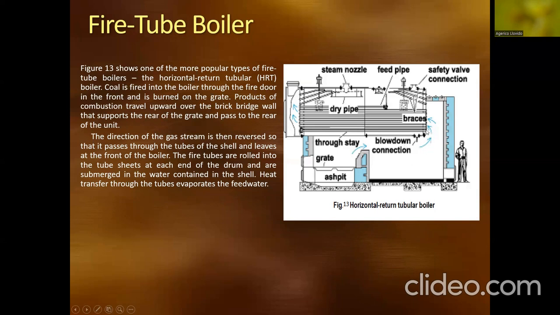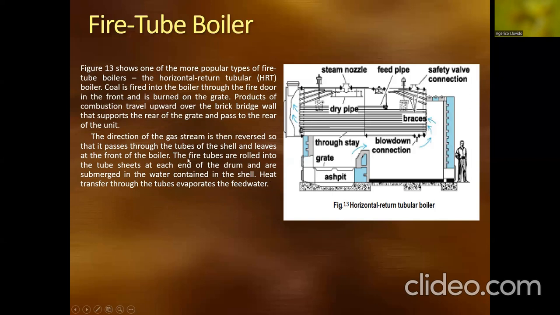The direction of the gas is then reversed so that it passes through the tubes of the shell and leaves at the front of the boiler, where the chimney is. The fire tubes are rolled into the tube sheet at each end of the drum and are submerged in the water contained in the shell. Rolled here, inserted there.